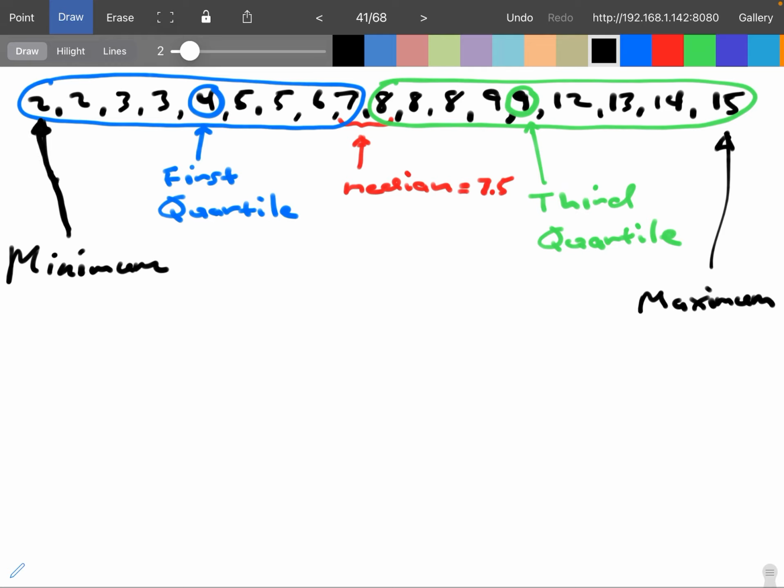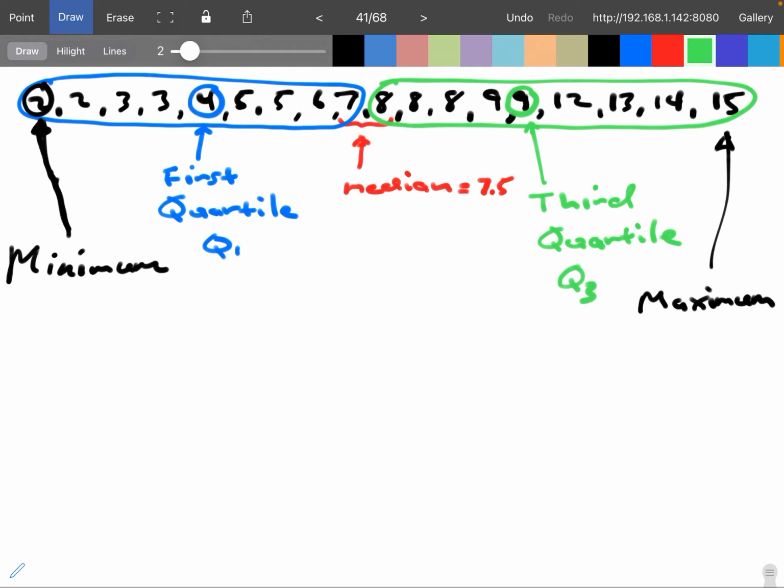Okay, so to make this box and whisker plot, those are the 5 values that I need. I need the minimum. I need the first quartile, which your book will call Q1. And then I need the median, the one in the middle, the 7.5. I also need the third quartile, which your book will call Q3, or Q subscript 3. And I need the maximum. So those are the 5 values I need.